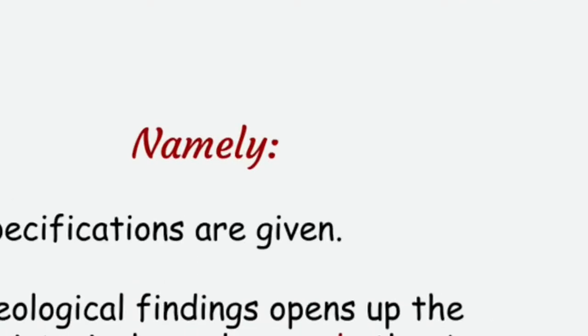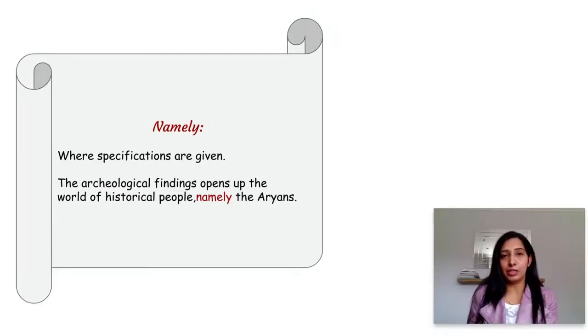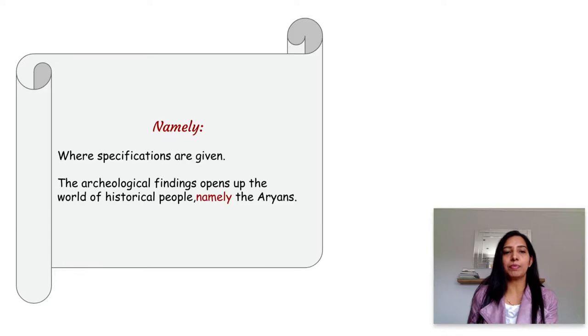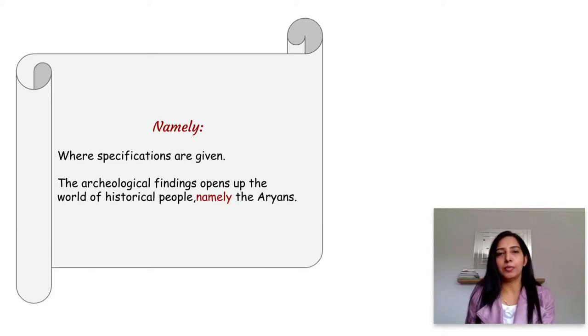Then is namely. Namely is used when you need to give the example with the specifications. Like the archaeological findings open up the world of historical people, namely the Aryans. Means we are talking about this specific race and not any other. All right.